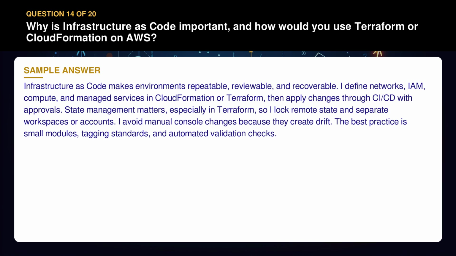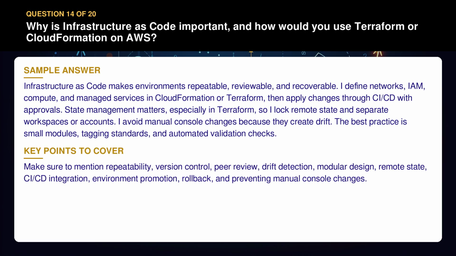State management matters, especially in Terraform, so I lock remote state and separate workspaces or accounts. I avoid manual console changes because they create drift. The best practice is small modules, tagging standards, and automated validation checks. Make sure to mention repeatability, version control, peer review, drift detection, modular design, remote state, CI/CD integration, environment promotion, rollback, and preventing manual console changes.